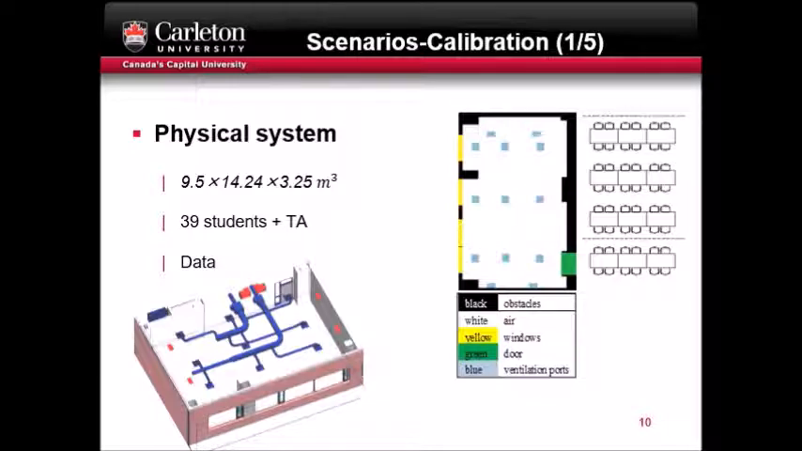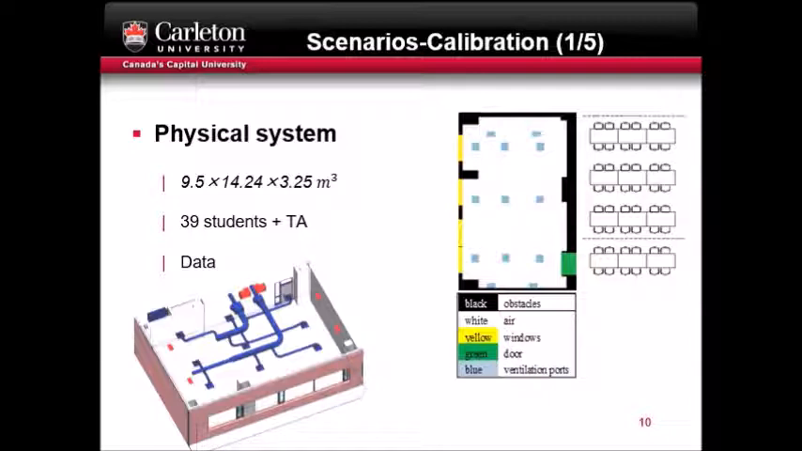And what we see here is the floor plan of the laboratory. This is the key: white spaces are just air cells, yellow are windows, green is the door, and the blue squares are ventilation ports. And then we have the furniture layout. The chairs show where the occupants may occur. And then we have the physical dimensions.